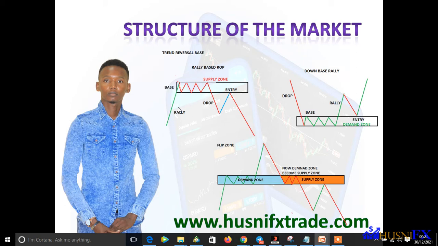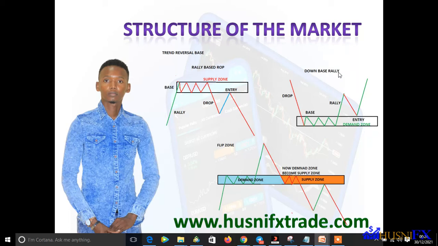So you can see the structure: rally, base. This is the base, and this move we will call the drop. After the market breaks below the base, it will test, and then the entry should be there, and then you can see where the drop should be. So you have understood the RBD.